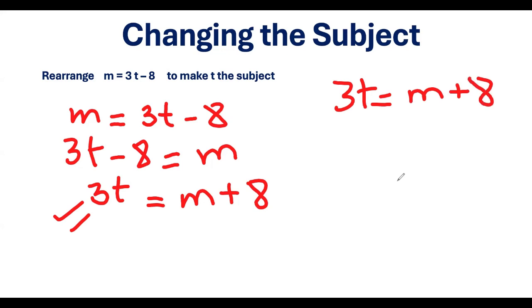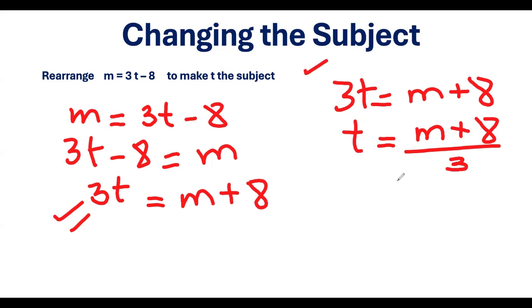I'm shifting 3 on the right-hand side. So 3 will go in divide form. M plus 8 divided by 3. Because 3 is multiplied here and multiplication becomes division when the sides are shifted. So 3 has gone in division form. M plus 8 divided by 3. This is the answer for this changing the subject.